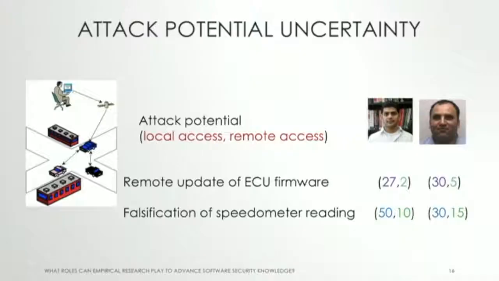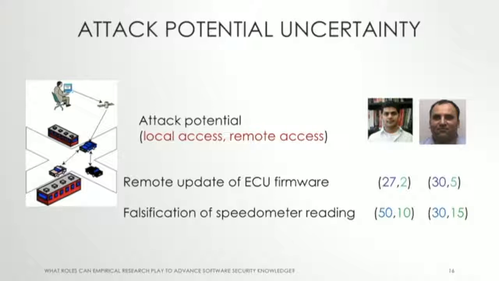So you have much more work to do and probably more hurdles to carry out the attack. We see here that 27 and 30 are not far apart, and 50 and 30 are not far if we compare them to the previous value, where we have, let's say, 50 and 10. So for the previous one we have different estimations of the risk exposure, and here we have a close one.